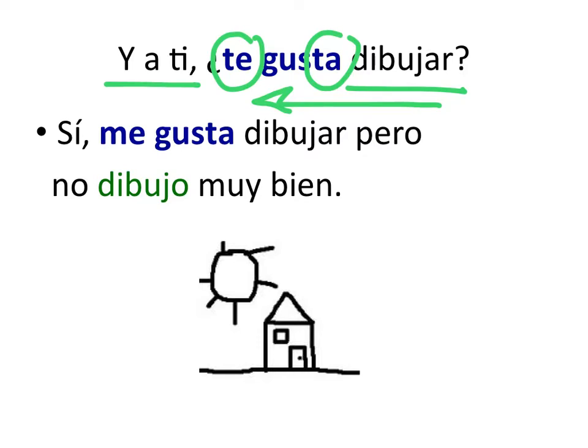To draw. Now notice dibujar is not dibujo. I don't need to conjugate this verb in English either. I don't say I like, I draw. So it would be incorrect in Spanish to say me gusta, dibujo. I say me gusta, that verb's conjugated, and I leave dibujar alone.